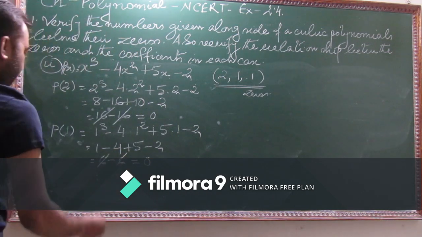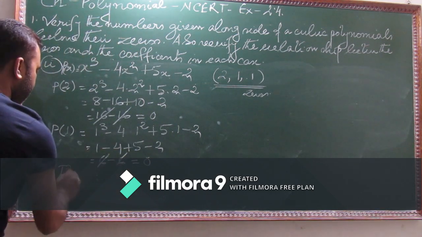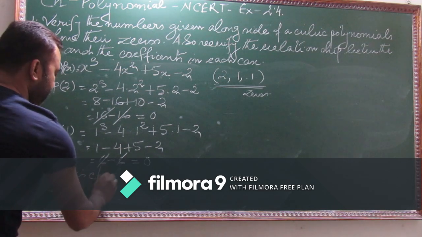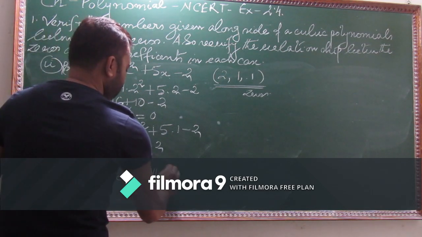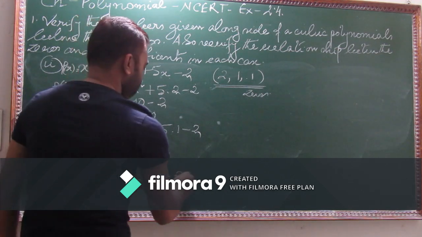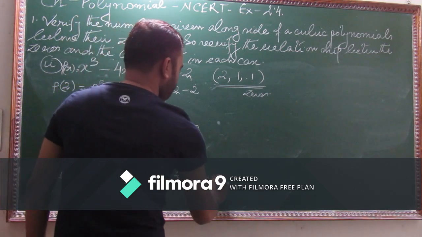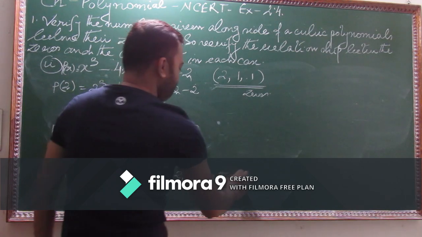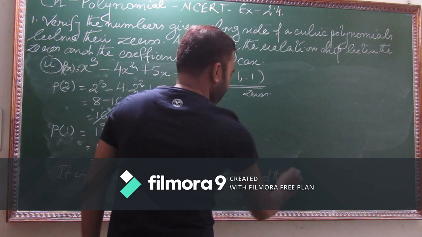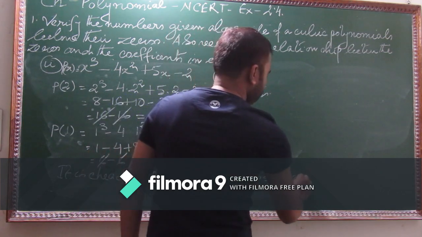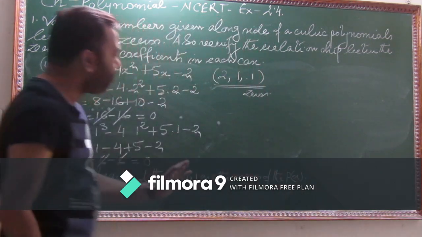So you can write that it is checked that 2, 1, 1 are the zeros of the polynomial p(x). So the checking work is done.